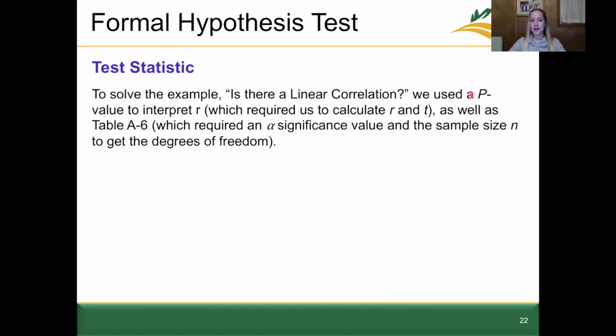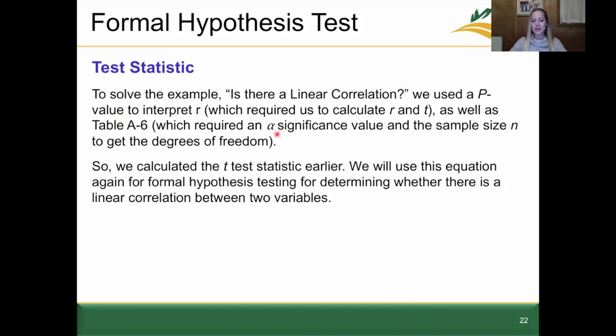Recall for the p-value, we needed that t-test statistic. Then for table A6, we needed a critical value and comparing that to our alpha. For the p-value method, we also compared our p-value to an alpha value. So we're comfortable calculating this test statistic t. We'll also use this same equation again for this formal hypothesis method.